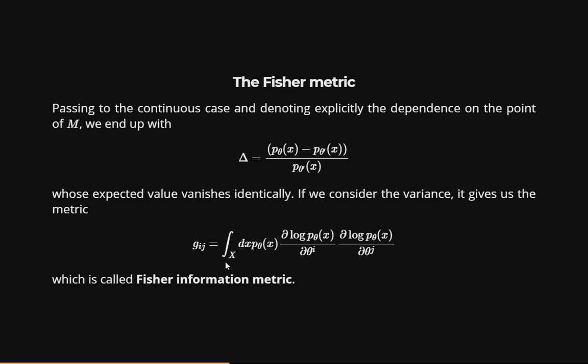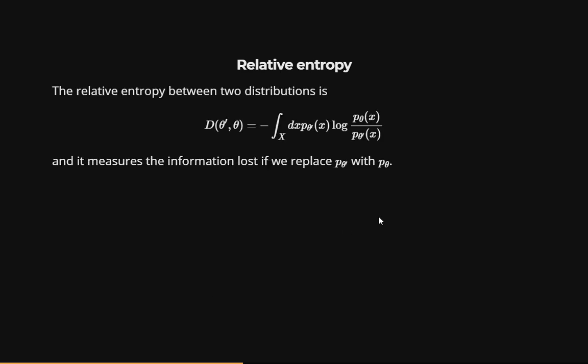Now, it's not only related to how much two probability distributions are far, but also to the relative entropy, which is this concept. The relative entropy is a functional, which I don't care too much about. It measures the information lost if we replace one probability with the other. What do I mean?